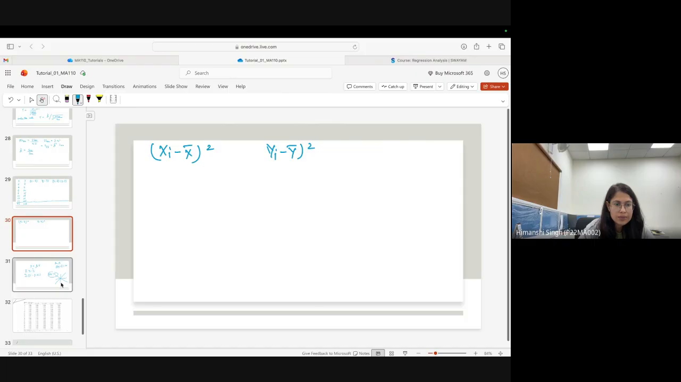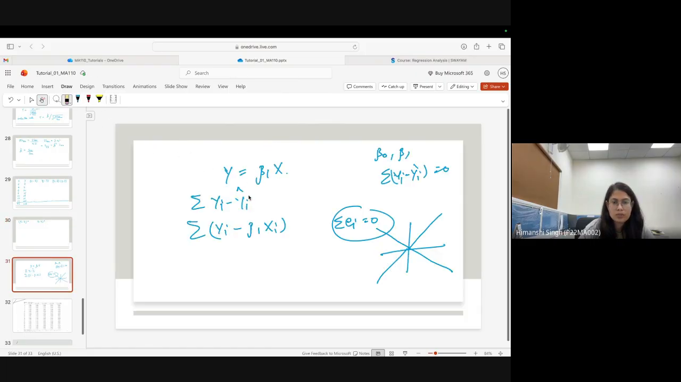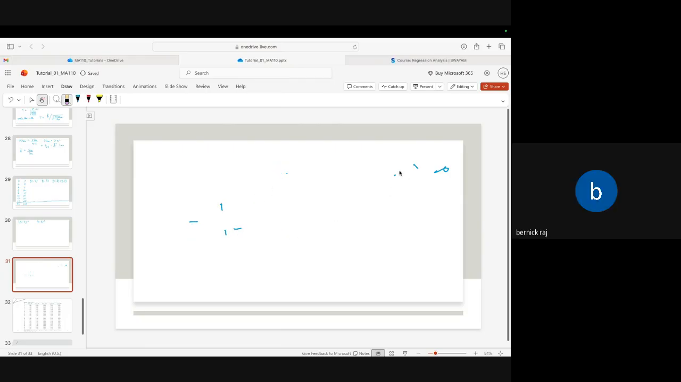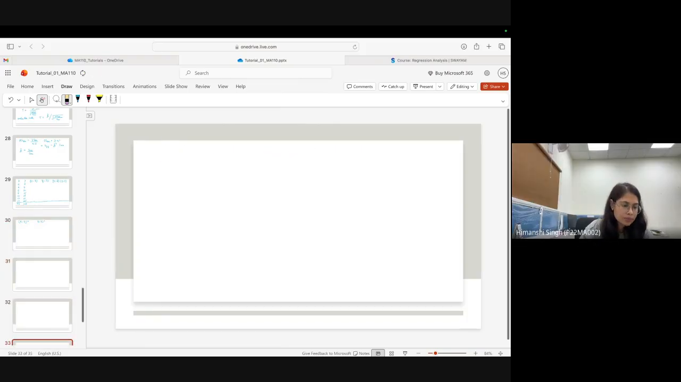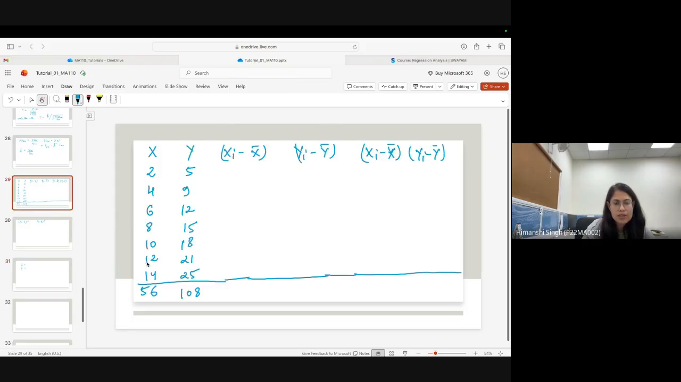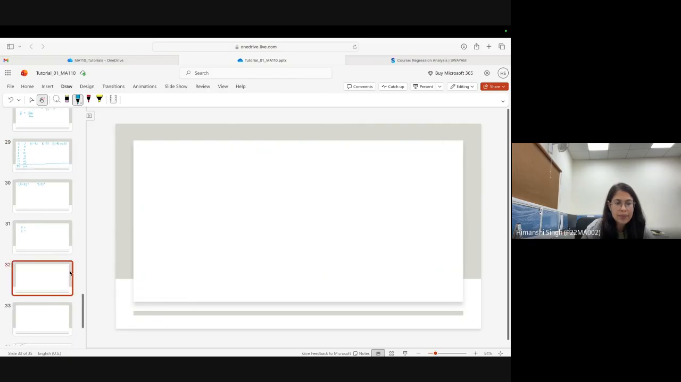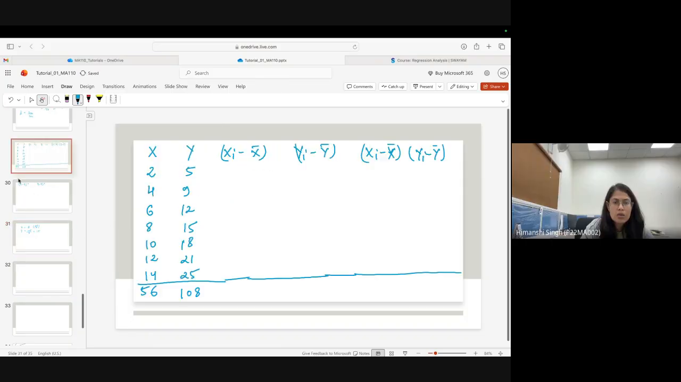So just tell me the x bar and y bar. There are 7 observations and 56 is the sum, so x bar will be 8. And y bar, the sum of yi is 105, so y bar will be 15.